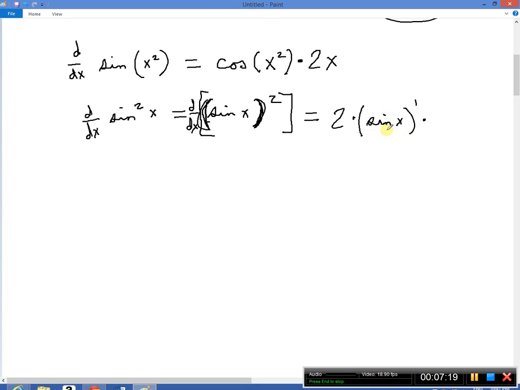If it's x, well and good, then you get 1, and that's exactly what you would expect, 2x. But this is not x, so you've got to multiply by the derivative of that, which of course is cosine of x. So the derivative of sine squared is 2 sine cosine. The derivative of sine of x quantity squared is 2 times the sine of x to the first times the cosine. Notice that's quite different from this. This is 2 times x times the cosine of x squared. Nothing like this. Okay, so don't get these functions confused.